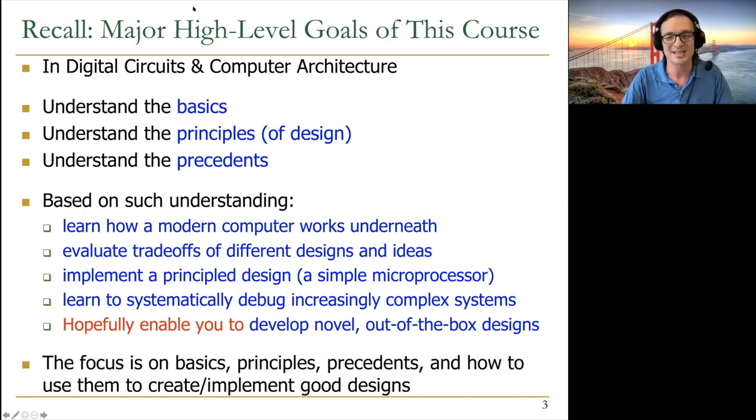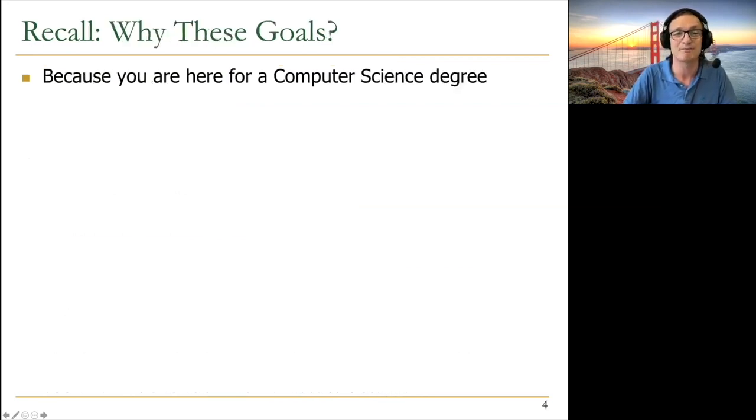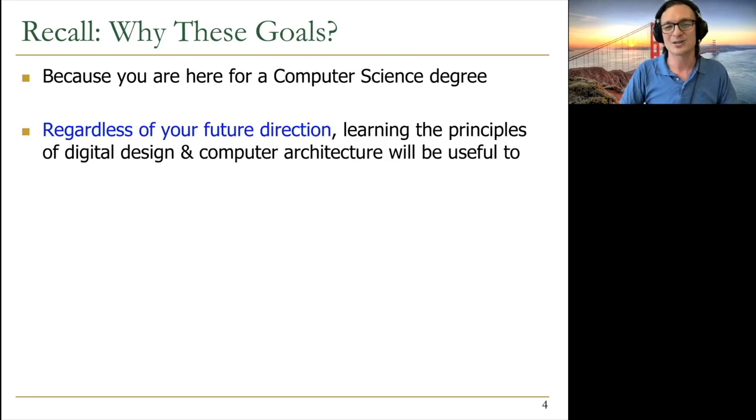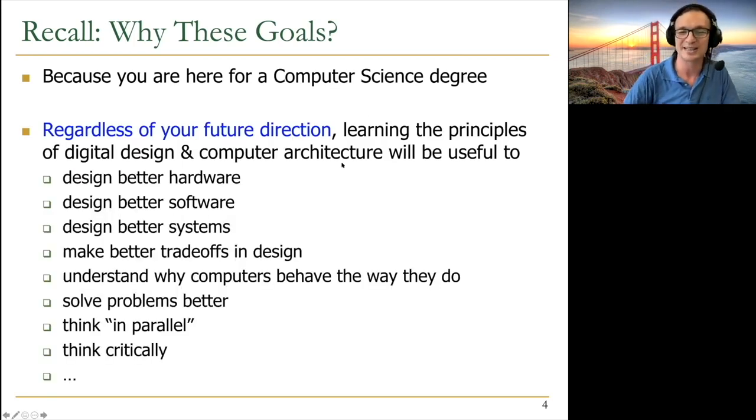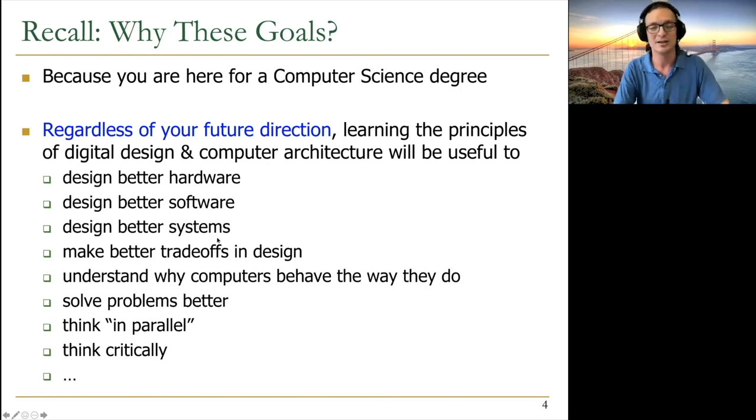So, again, this is a slide from the first or second lecture, I think. The focus was on basics, principles, and precedents, and how to use them to create and implement good designs. And I think over the course of 26 lectures, we've covered them. Okay, why these goals? Regardless of your future directions, hopefully these principles will be useful for you, as I said earlier, in doing many things. Whatever your path is going into the future, and you're the only one who can choose that path, of course, potentially with guidelines from other people, of course.